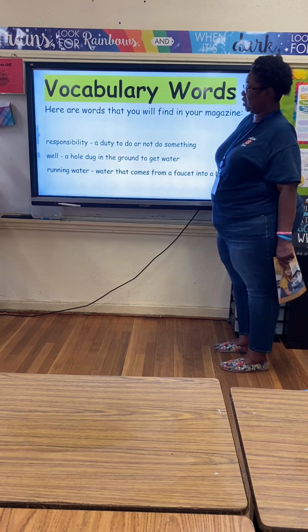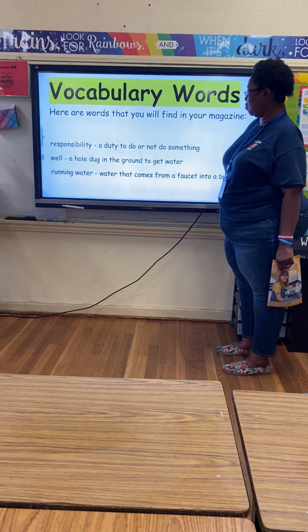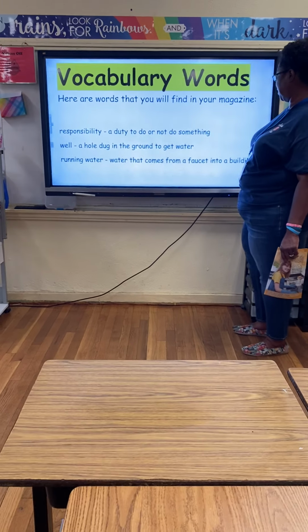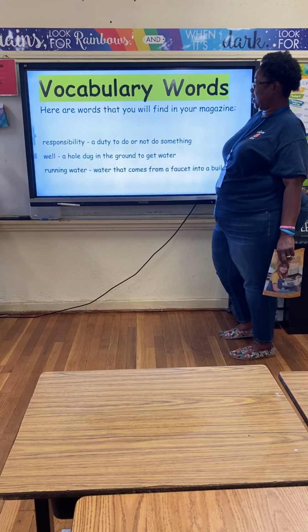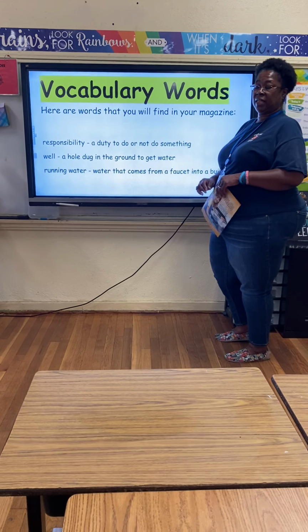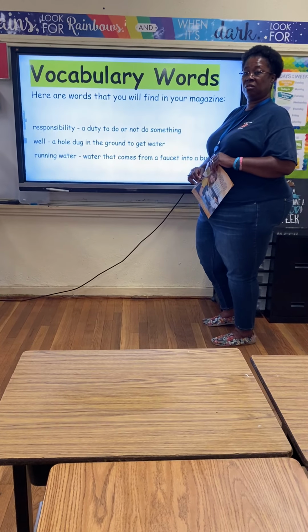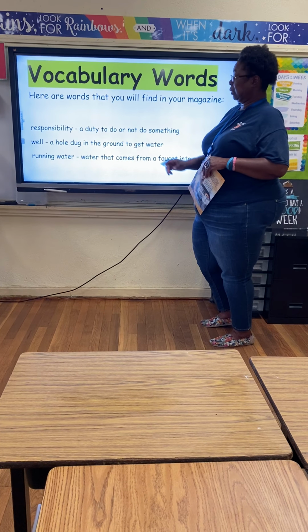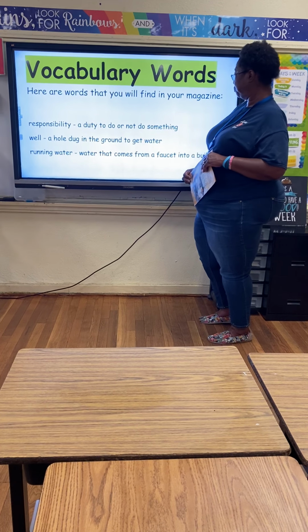The next one is well, a hole dug in the ground to get some water. And the last word is running water. Water that comes from a faucet into a building. If you go in the kitchen to get a glass of water, you're going to turn the faucet on and the water's going to run out the faucet.